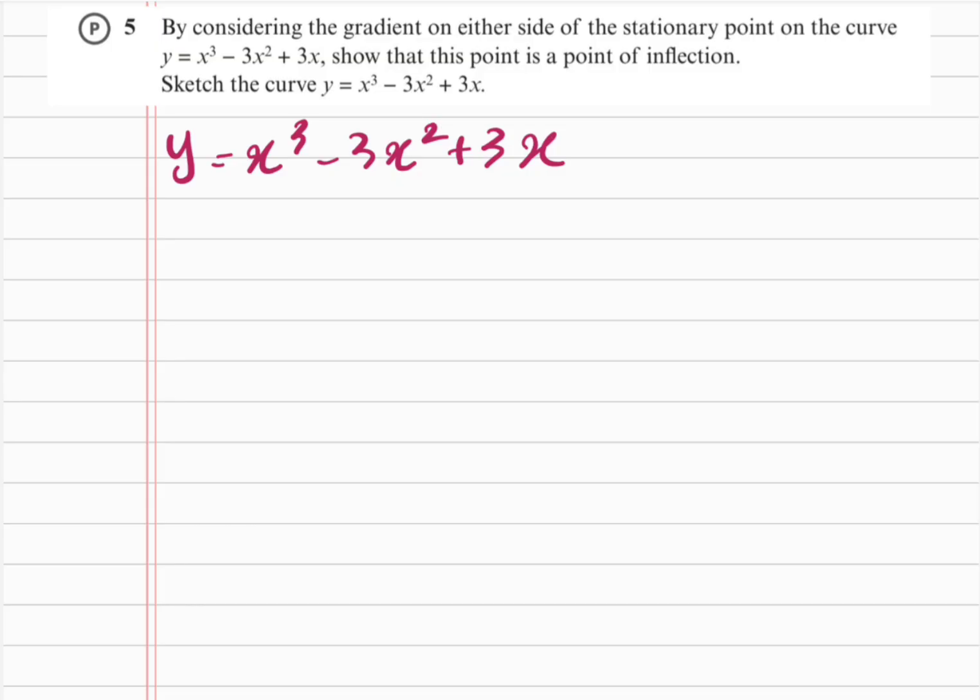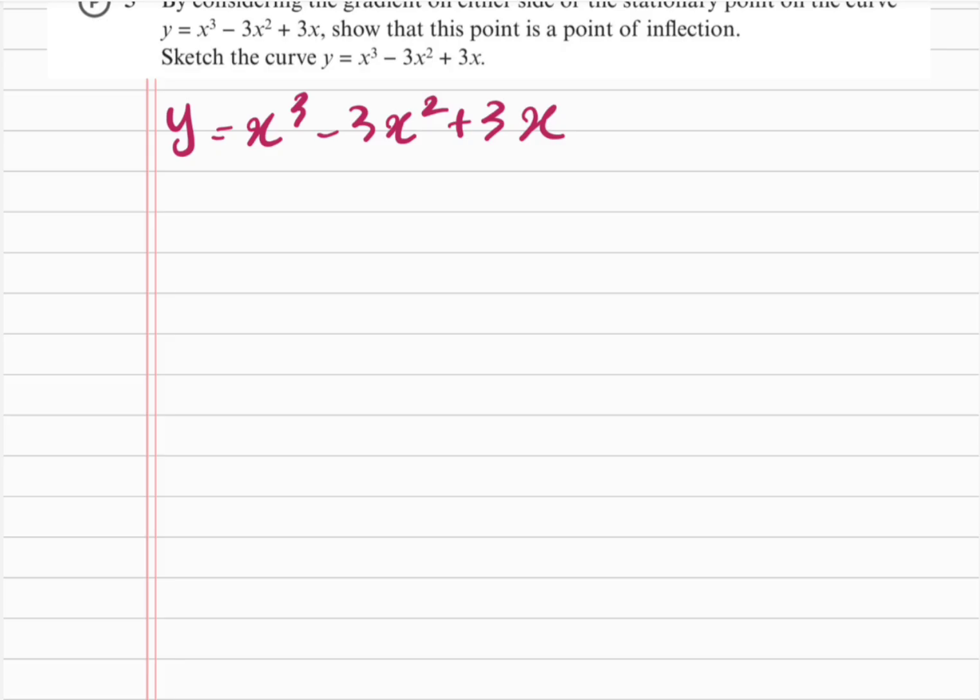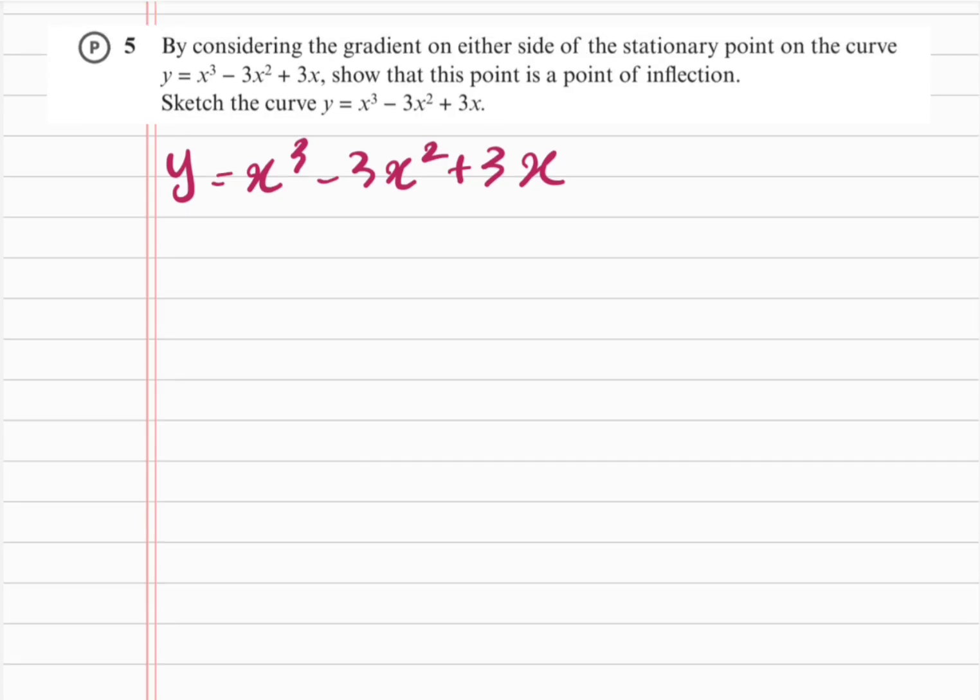In order to show that the stationary point is a point of inflection, we need to find the stationary point, and then, using the second derivative, we need to check the behavior of the function just before and after the x coordinate of the stationary point. If there is a change of sign, then that means we have a point of inflection. But before that, let's show all the steps.